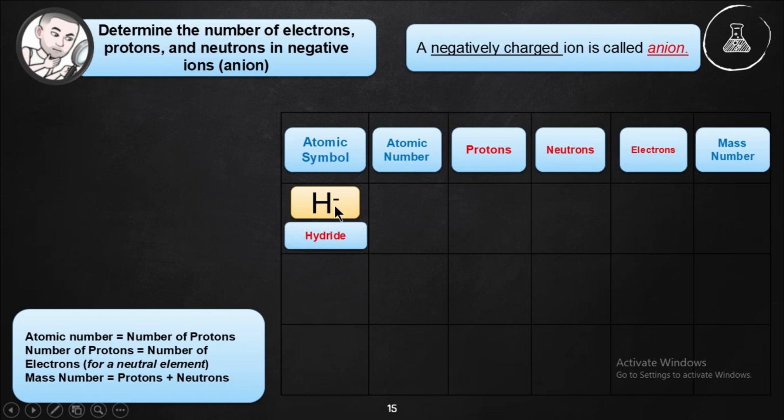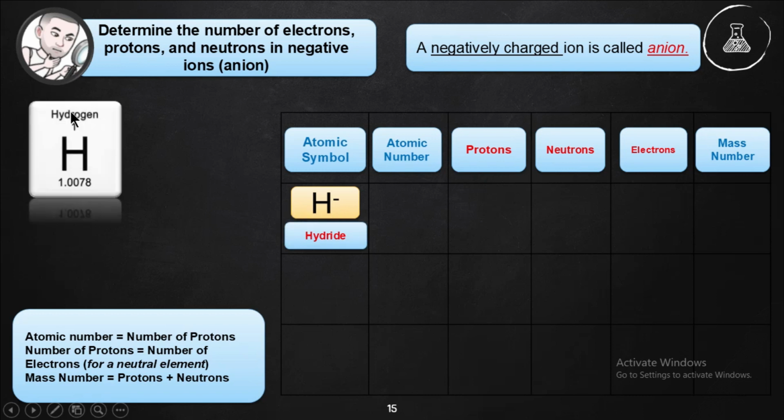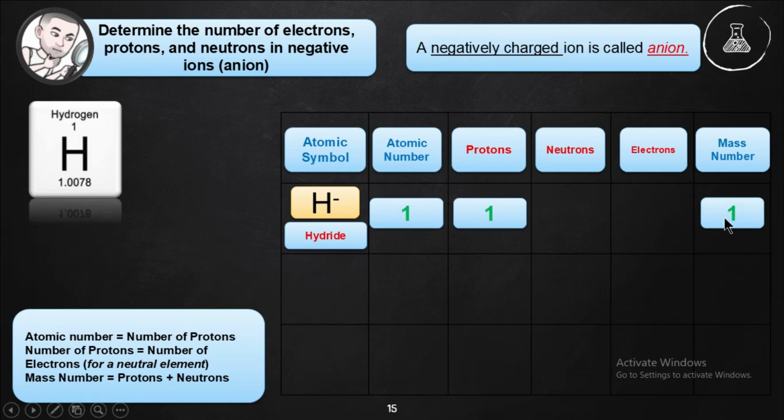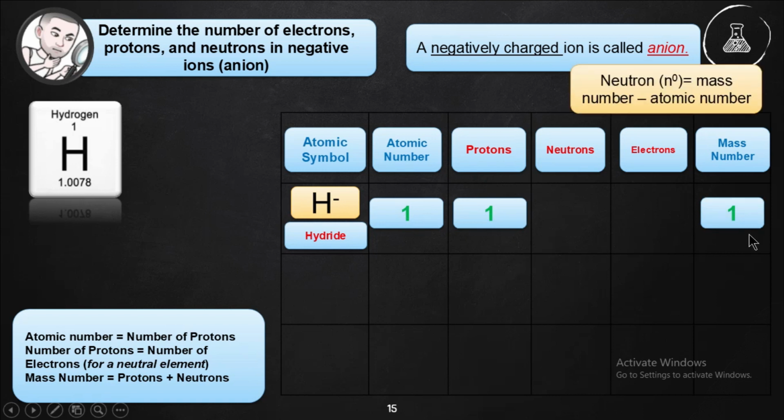Ang tawag natin dito ay hydride. So ito yung details ni hydrogen. So atomic number is 1. Yung proton niya is 1, same sa atomic number. Yung mass number niya is 1. Dito galing yan. Then para makuha yung neutrons, gamitin nyo itong formula na to. Mass number minus atomic number. So mass number ni hydrogen is 1. Atomic number niya ay 1. So 1 minus 1 is 0. Ang neutrons dito ay 0.